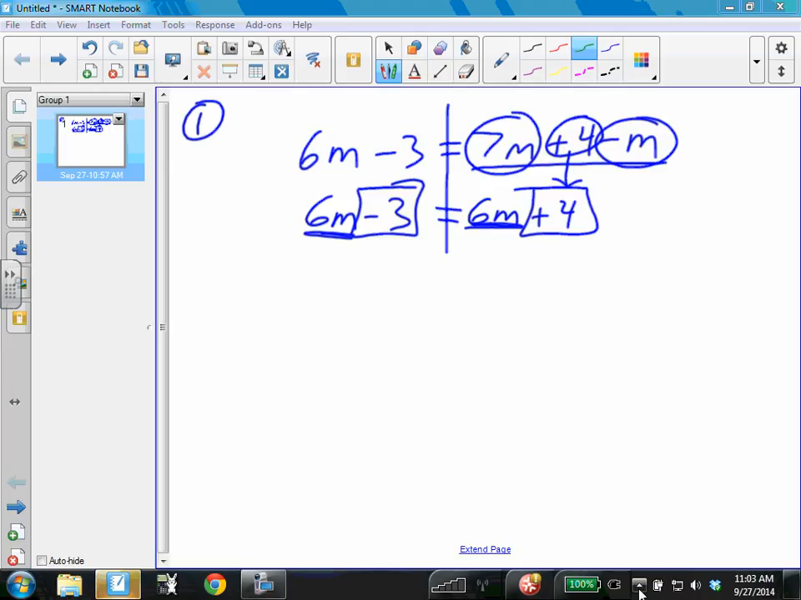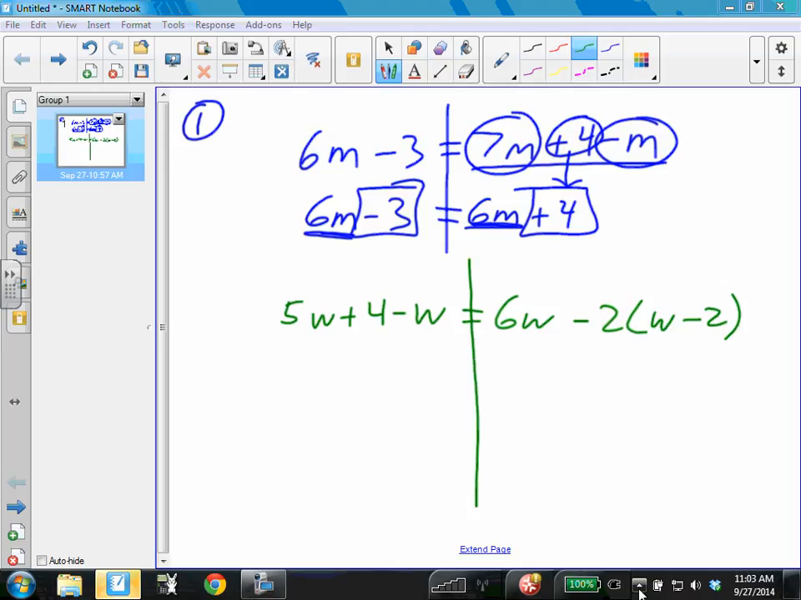All right, so now I'm going to go down and look at B, okay? So equation B says this. It says 5w plus 4 minus w is equal to 6w minus 2 times w minus 2. So I'm going to cut this thing in half again, and there's some work to do on both sides of the equal sign this time. Notice over here I have a 5w and a negative w on the left. So if I combine like terms there, 5w's minus a w leaves me with 4w's, and my plus 4 I'm just going to bring down.